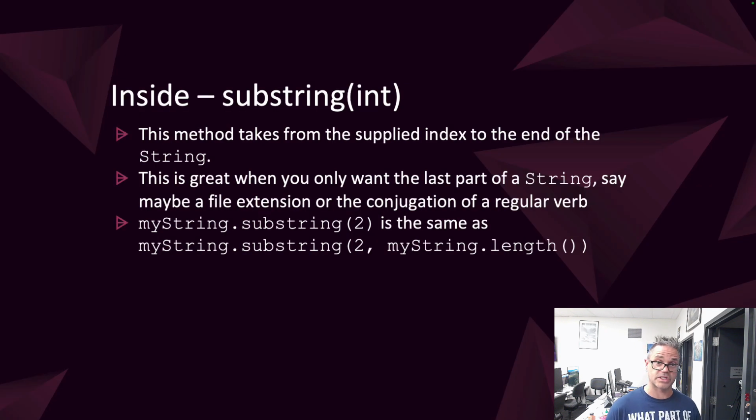We also have substring with a single int parameter, and this takes the supplied index to the end of the string. And so if you want to get, say, the last part of the string, like a file extension or a conjugation of a regular verb, if you have the number that you want to start with, like it would be a variable or a magic number, some literal constant. And so myString.substring(2) is the same thing as myString.substring(2, myString.length()), because this is an overloaded version of the method. So when you have an overloaded method, it does a more refined function of that, as we see with that two-parameter version.